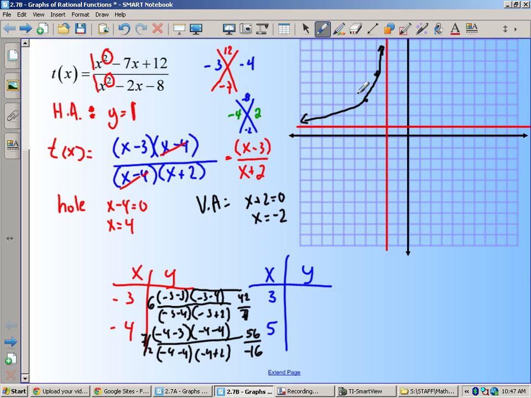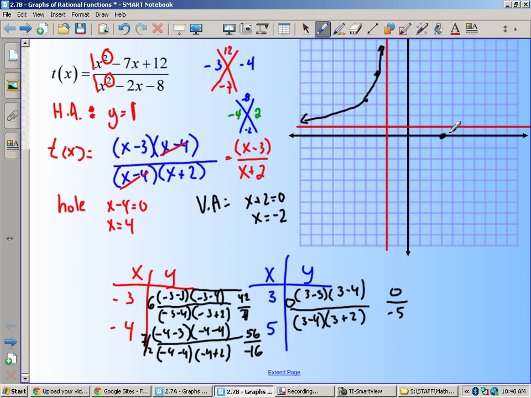And then now I'm going to do the same thing with 3. I'm going to plug 3 into the original function, so it's 3 minus 3 times 3 minus 4 all over 3 minus 4 times 3 plus 2, which gives me 0 on top over -1 times 5, or over -5, which is still just 0. So at 3, I'm at 0. So I'm down here. And then I know at 4 there's a hole, so I'm not going to actually draw it. I'm going to put a hole in the graph.